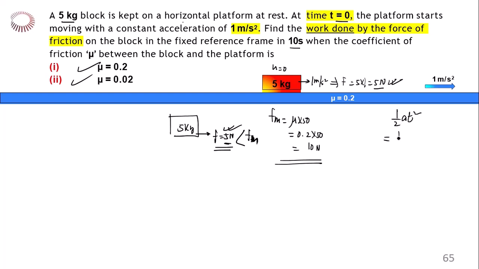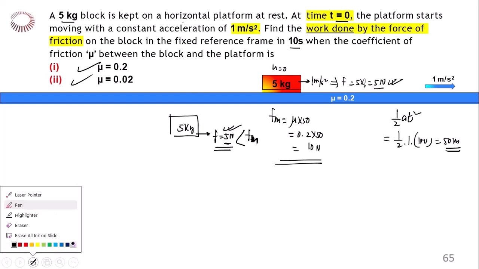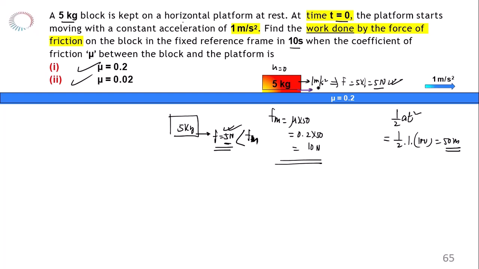Half a t square: a is 1, t square is 100, so that is 50 meter. So 50 meter is the displacement of the point of application. Now, in whose direction is the friction applicable? That you have to also consider. So friction is acting in this direction on the block.